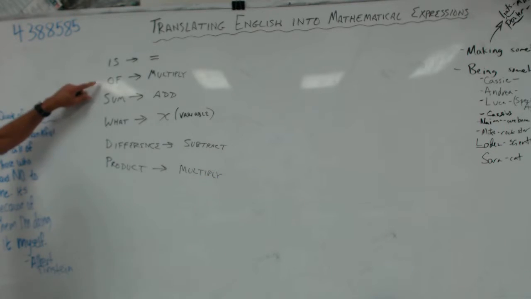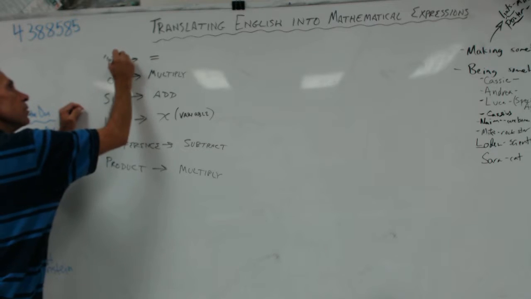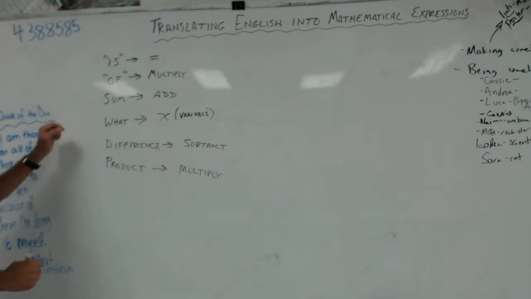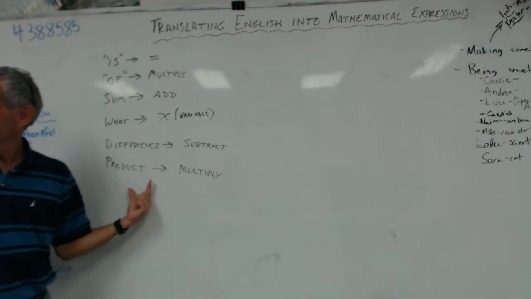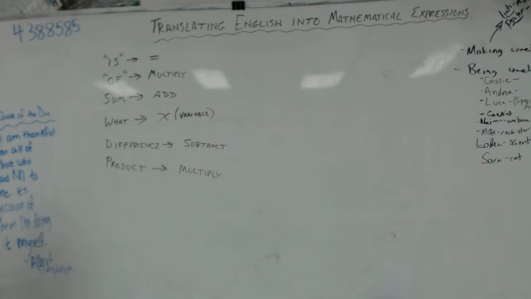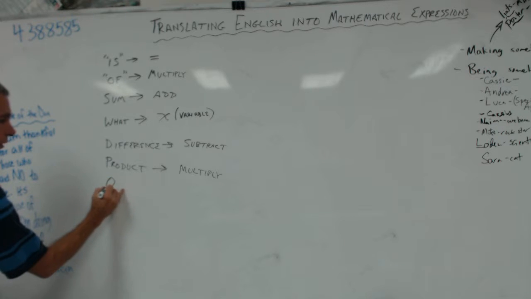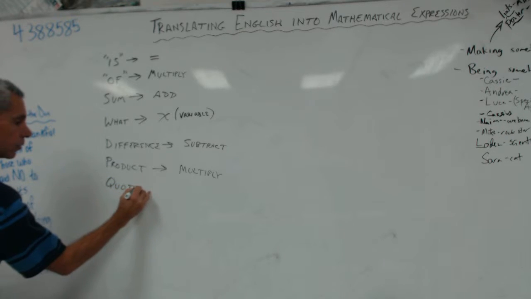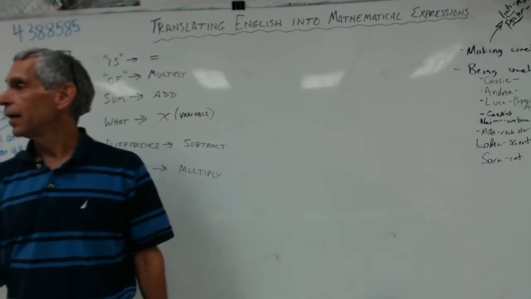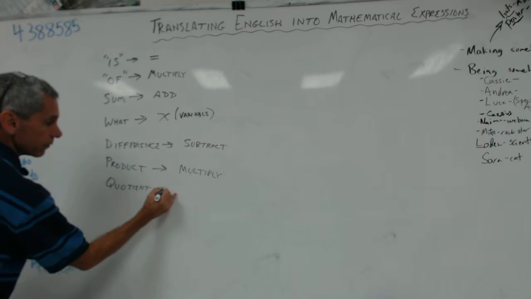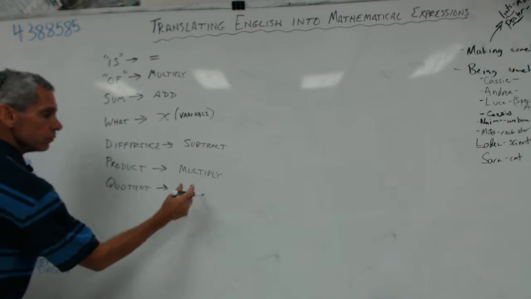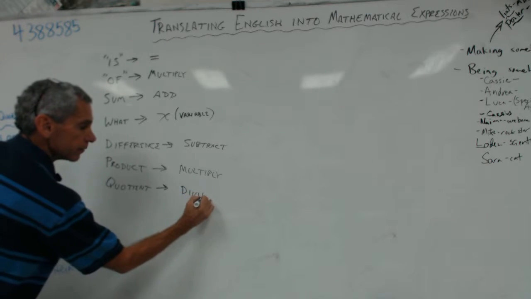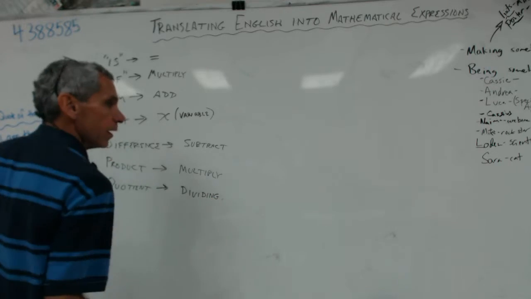Well, there are also synonyms. If you see the word of, or the word product, that means you have to multiply the numbers that they're asking for. I'll give you some examples in just a second. What about the quotient? Divide. That means divide, right? It's the result of dividing. Product is the result of multiplying. Okay?